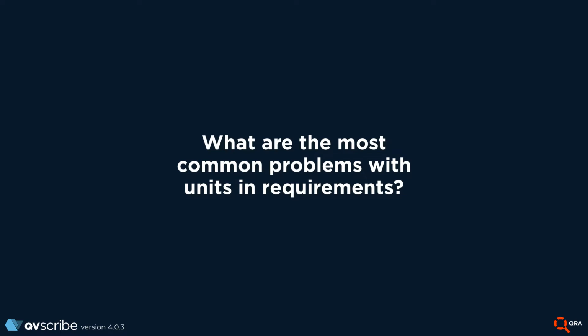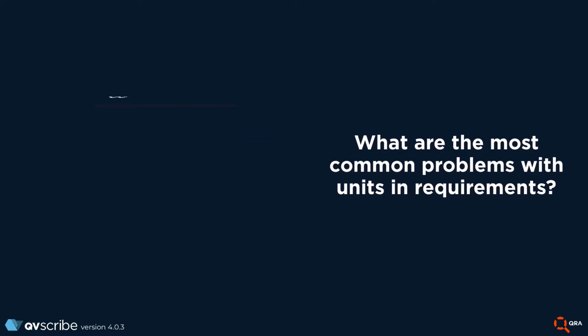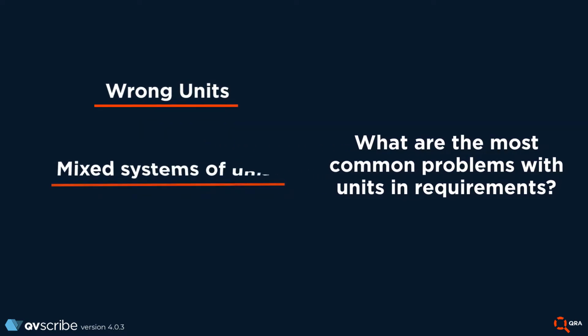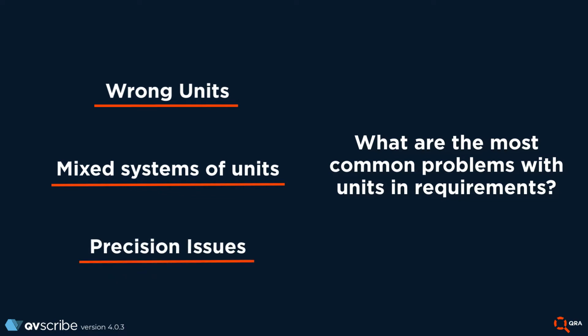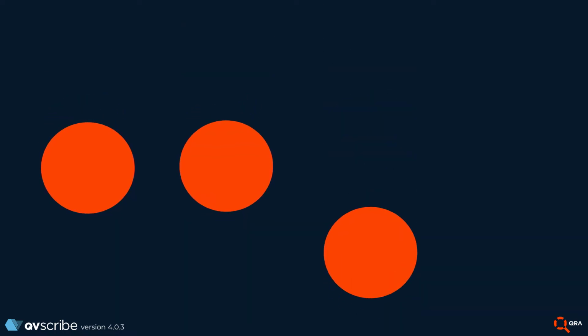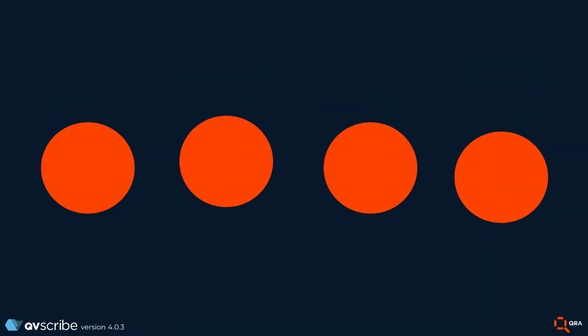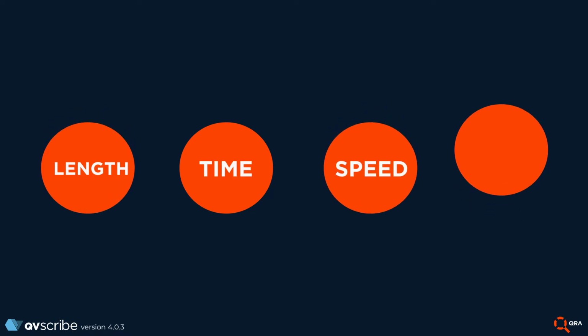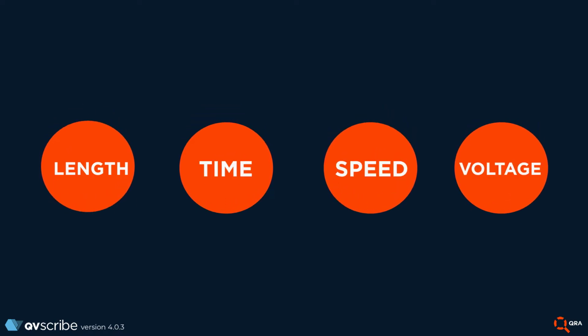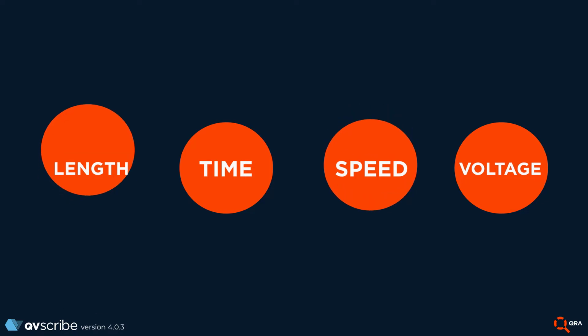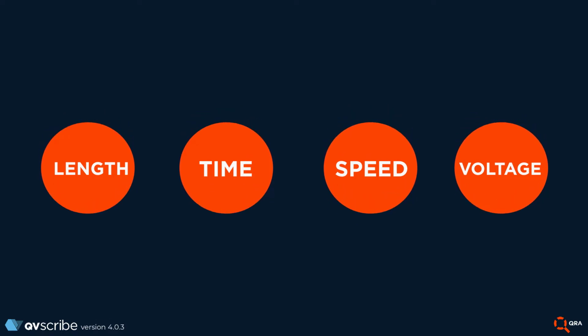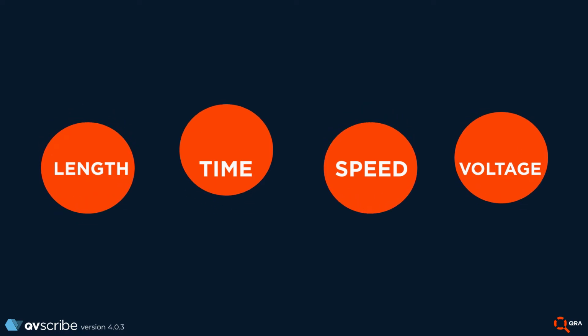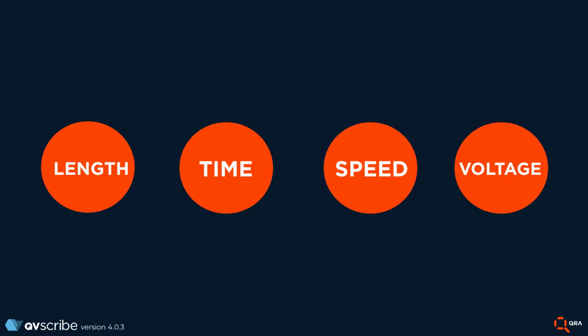The most common problems with unit consistency are wrong units, mixed systems of units, and precision issues. So a unit is defined as a magnitude of a physical quality such as length, time, speed, or voltage. In requirement docs, there should be a good use of units throughout a set of requirements to give definite and measurable magnitudes to those quantities.